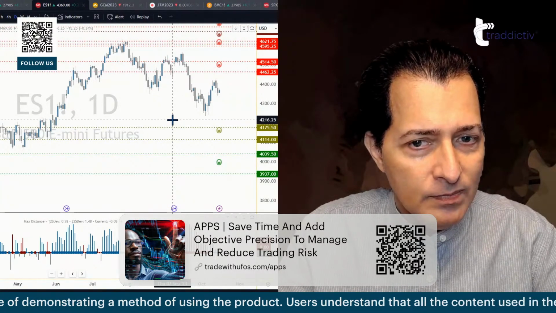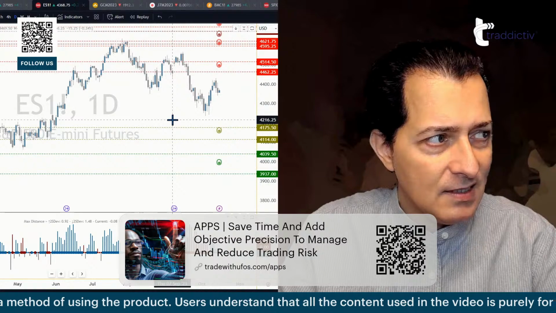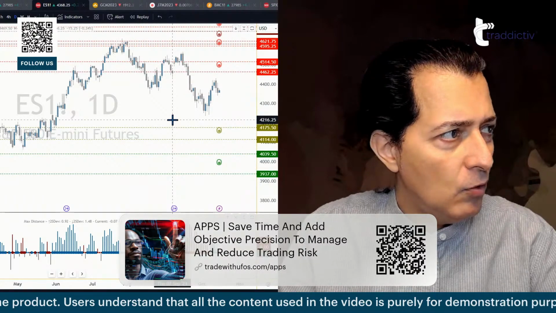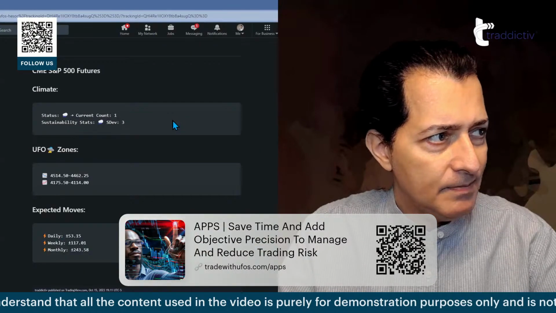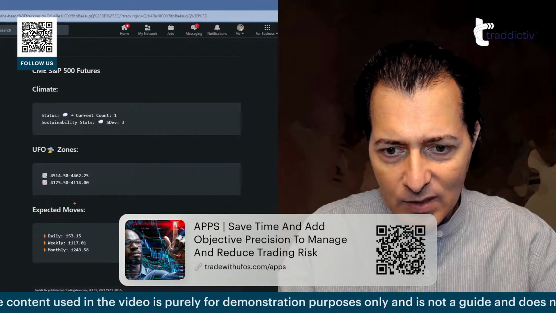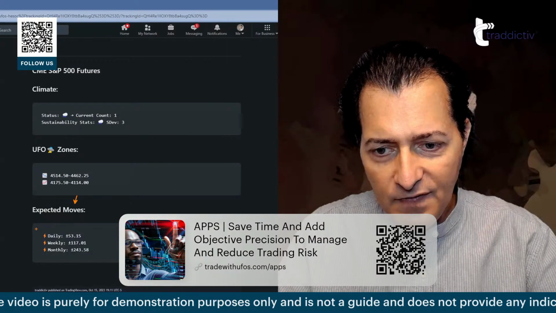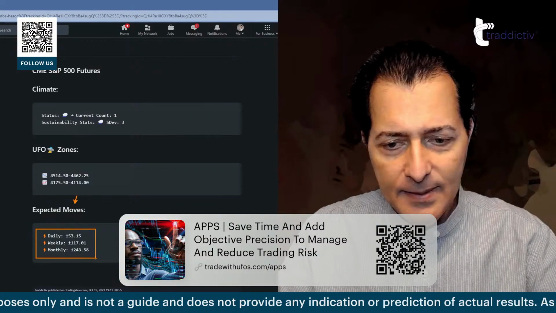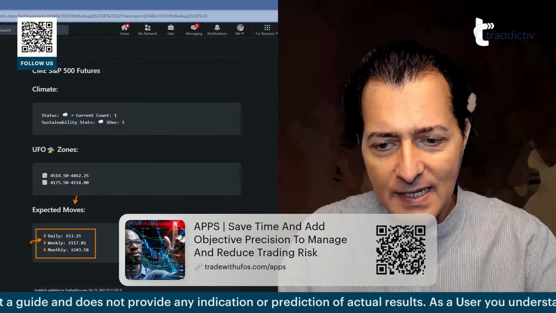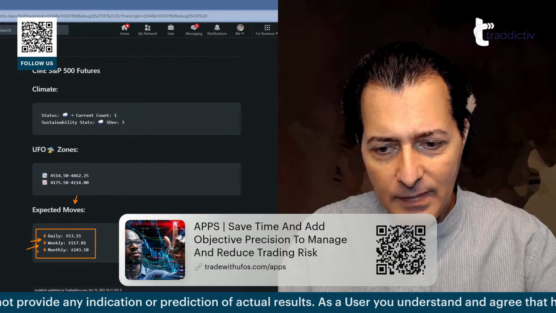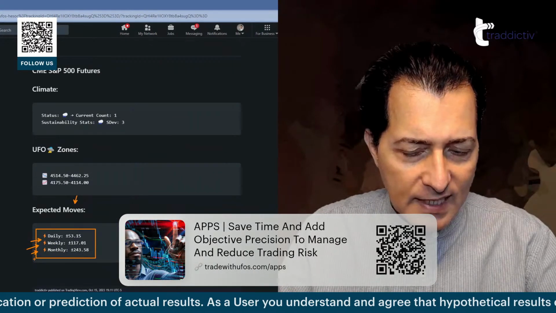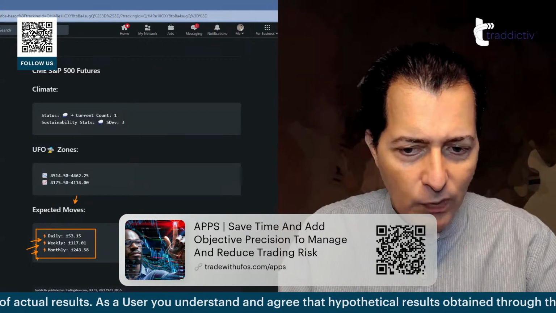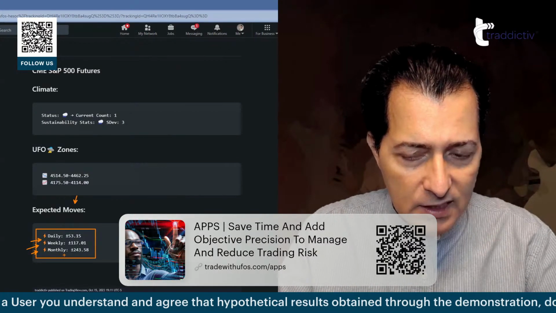Anyway, so this is the S&P, and then the last component for me to discuss before we move to the next market is what we call the expected moves that you can see here. So these values that you can see here on the screen represent the expected move on a daily basis, weekly basis, and monthly basis, which is 53 points a day, 117 points a week, 243 points a month. This is what is expected.